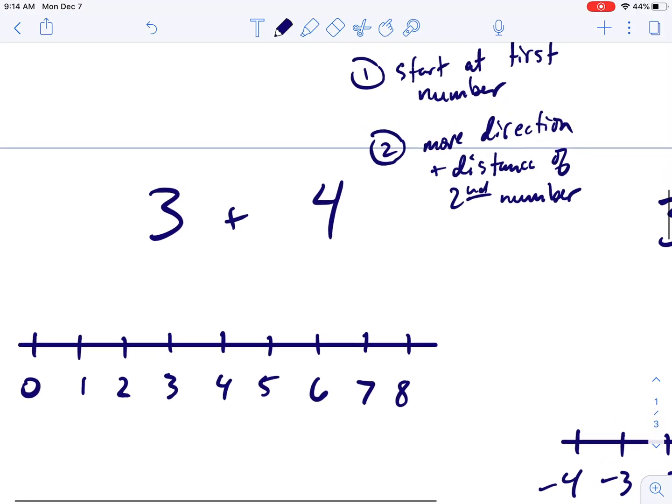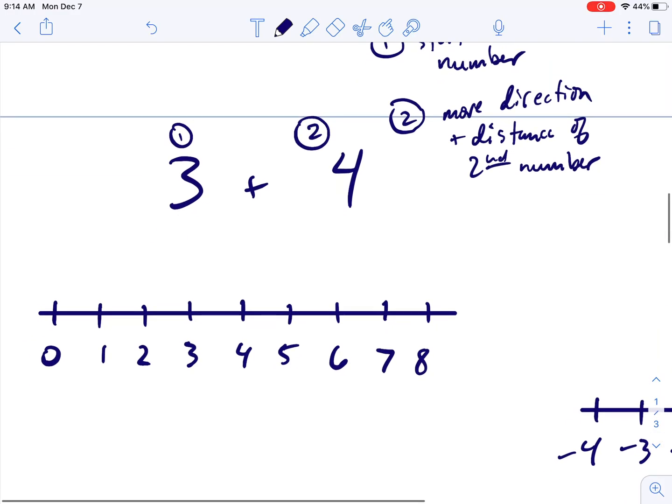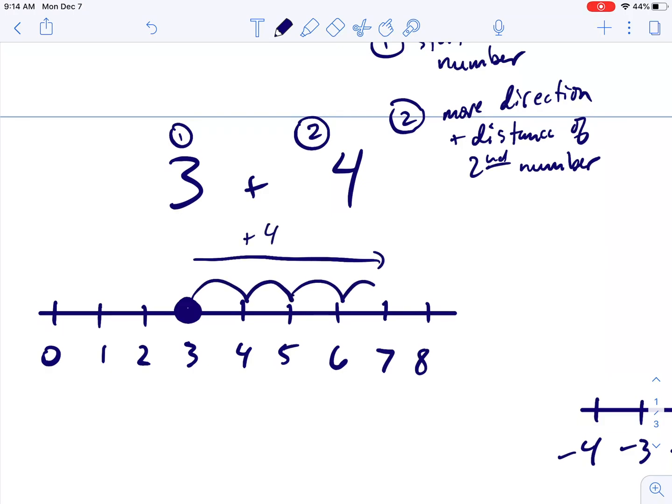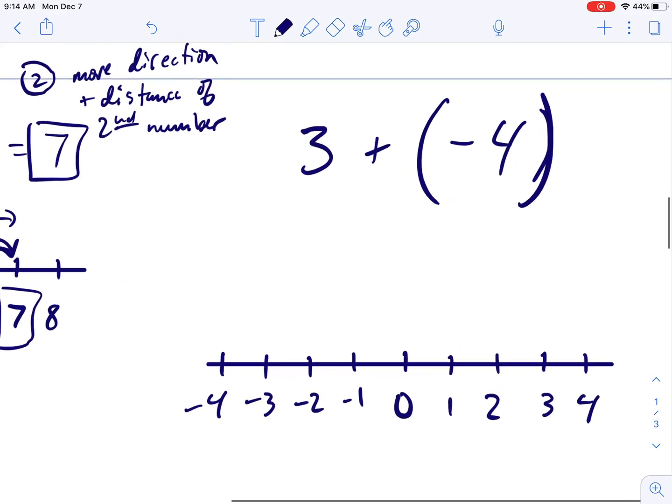Okay, so we start at the first number. So if this is the first number, then we have +4. So we start at the first number of 3. I'm going to put a nice healthy dot. And then we're adding 4. And we know adding is going to the right, getting bigger. Subtracting is going to the left, getting smaller. So we're adding 4. So we're going this way by 4. So we go 1, 2, 3, 4. And we end up at 7. So our answer is 7. Okay? Now that one is a nice easy one.